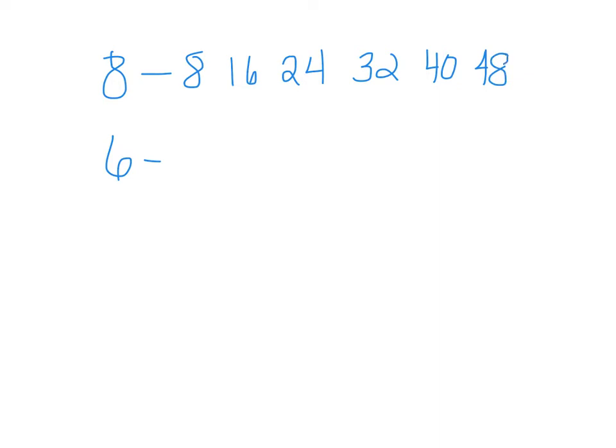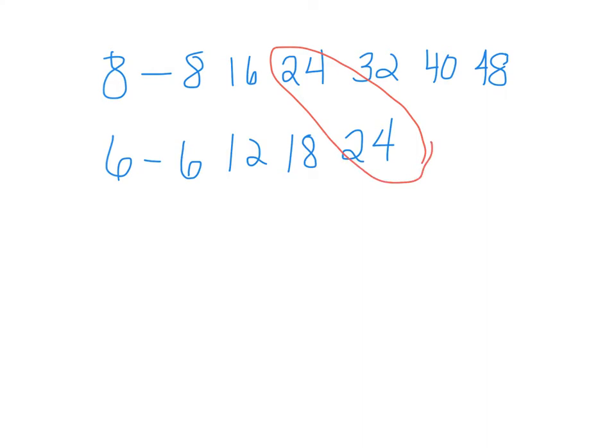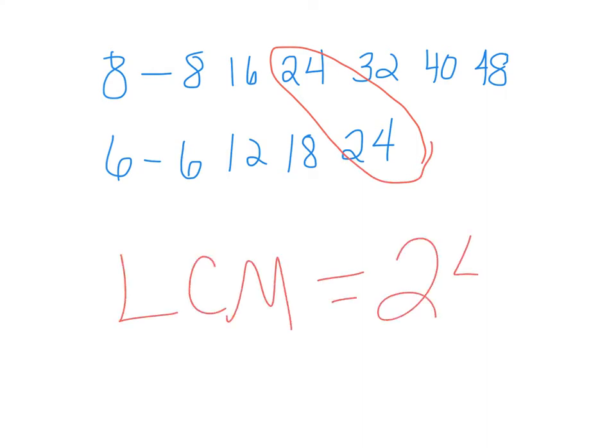Let's see the multiples of 6 and see if we have any that are also multiples of 8. So the multiples of 6 are 6 times 1 is 6, 6 times 2 is 12, 6 times 3 is 18, and 6 times 4 is 24. And notice, 24 is common to both lists. So the lowest common multiple is 24. So LCM in this case is 24.